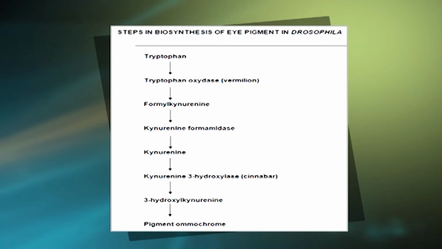3-hydroxykynurenine is further converted into the pigment ommochrome. The step which has been blocked can be known either by accumulation of an intermediate product or by recovery of the trait due to supply of another intermediate product. This will be illustrated by two additional examples.